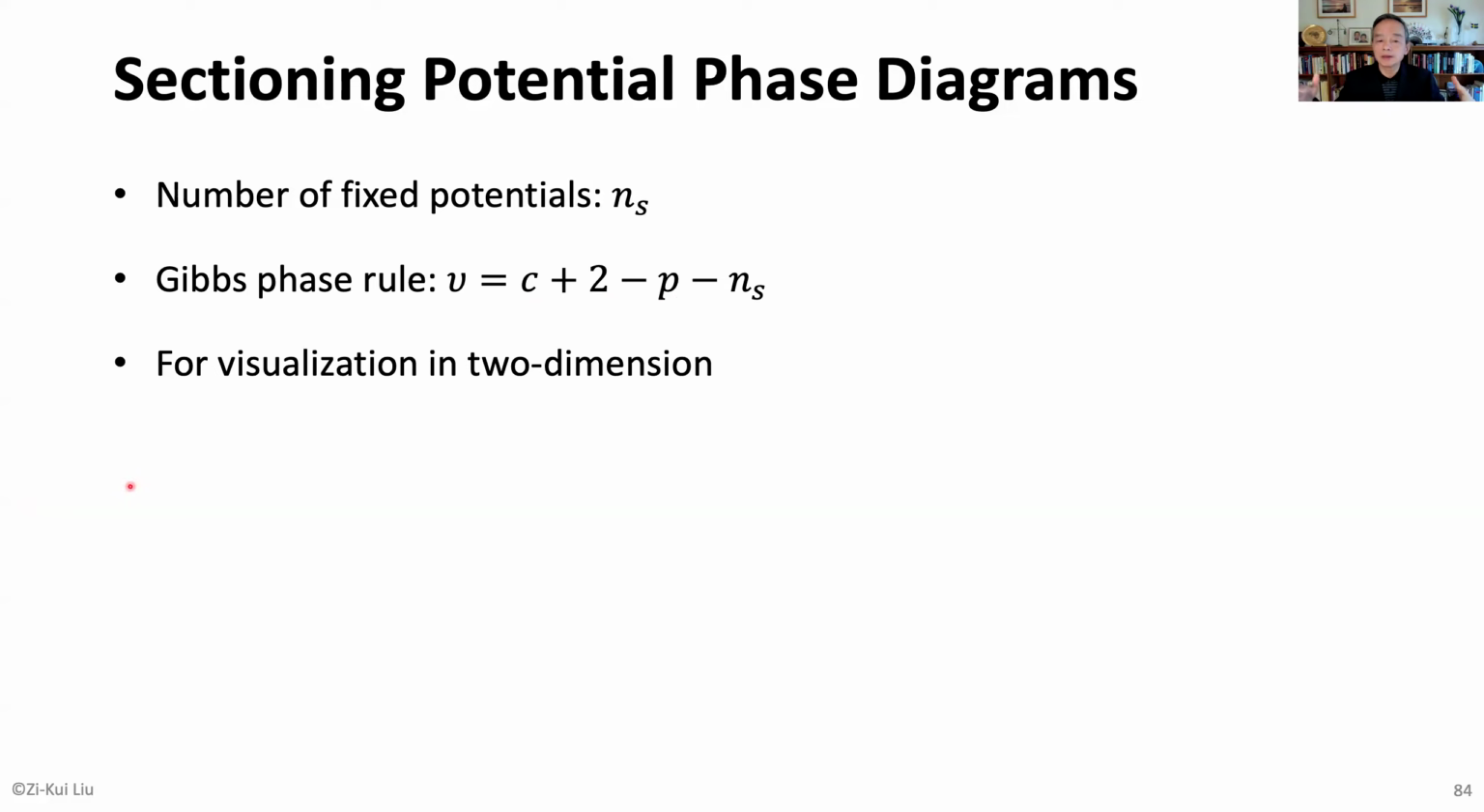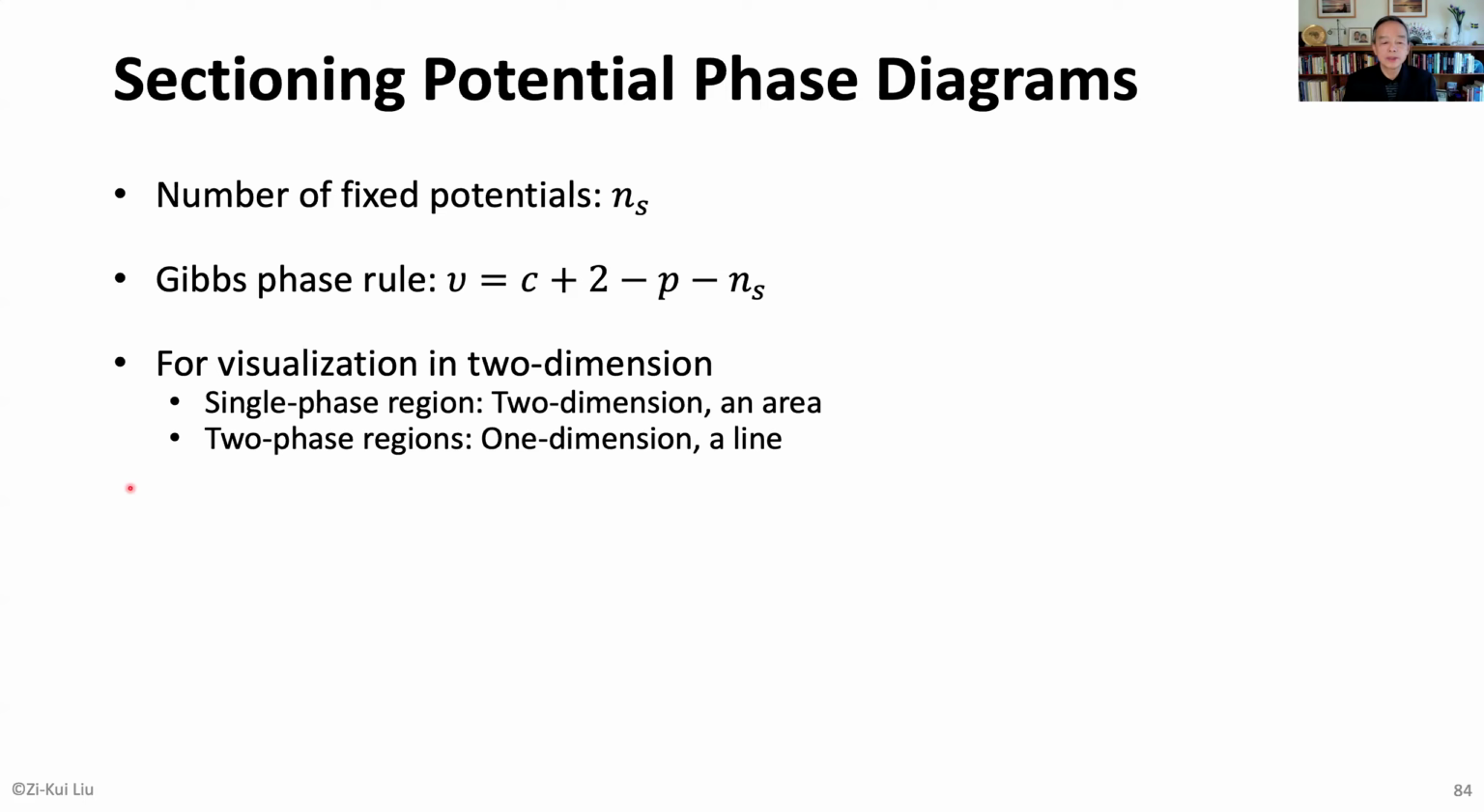We can fix many of them. For visualization purposes, we go down to 2 dimensions. That means I have 2 independent potentials. So the single phase region would be 2 dimensional, an area in this 2 dimension space. Now for two phase regions, two areas meet together and form a line, so it's a 1 dimension line. A three phase region will be 0 dimension, a point. So I have an area, a line, and a point in the 2 dimension potential phase diagrams.